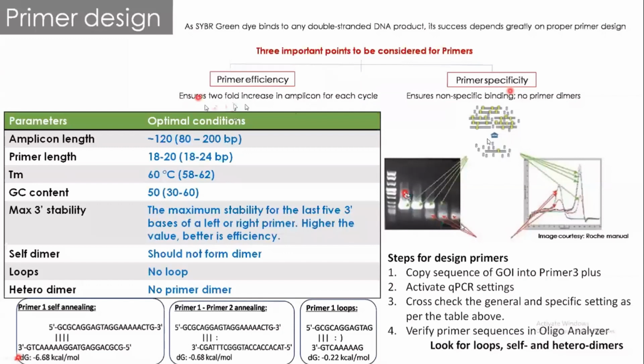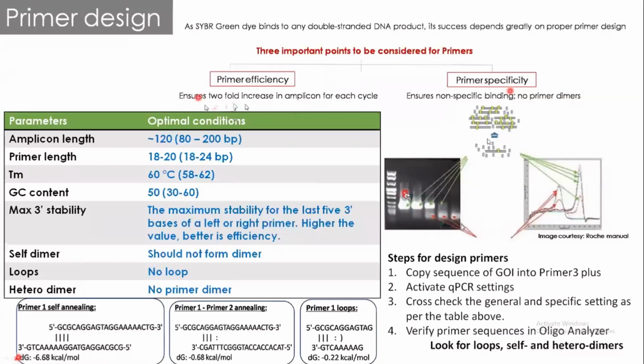It means that if the GC content is too high, again the melting temperature will increase, and if the GC content is too low, then that will lead to non-specific binding because the melting temperature is too low in that case. Also, since the primer extension starts at the 3' end, the stability at the 3' end is very important. A higher value at the 3' end gives better efficiency of the primer.